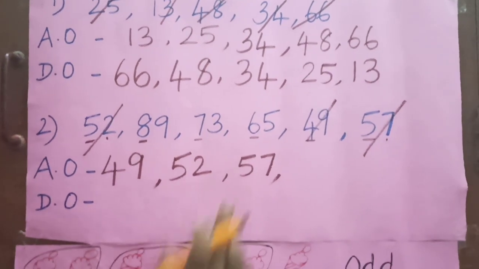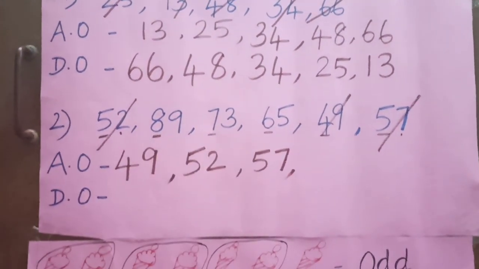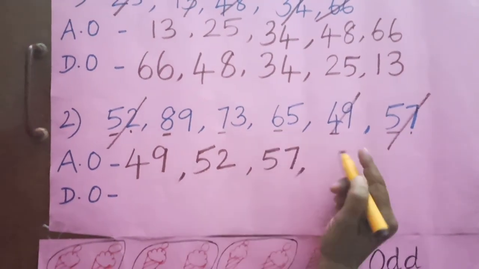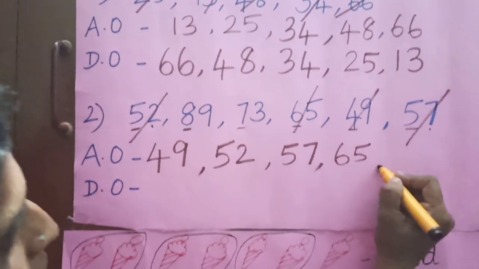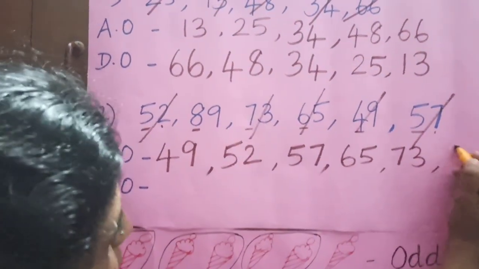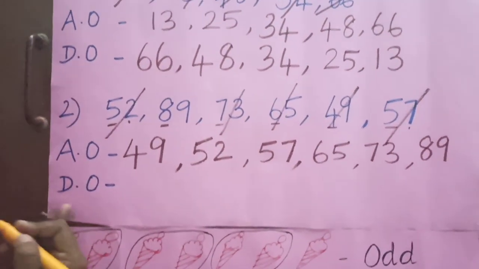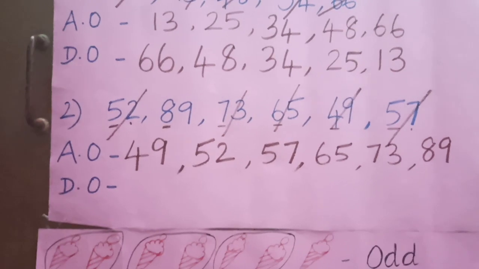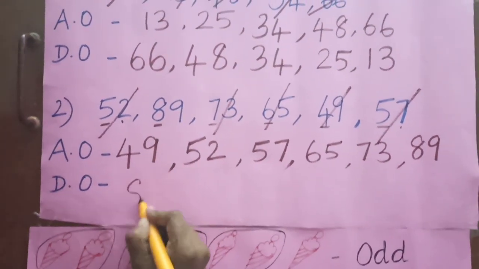Next one. See the tens place. 6, or 7, or 8. Which has to come next? 65. Then 73. Finally 89. Now shall we arrange in decreasing order or descending order? Descending order means big to small.